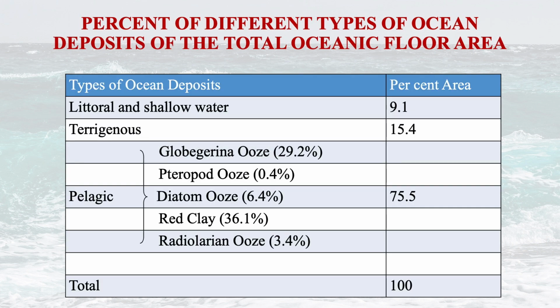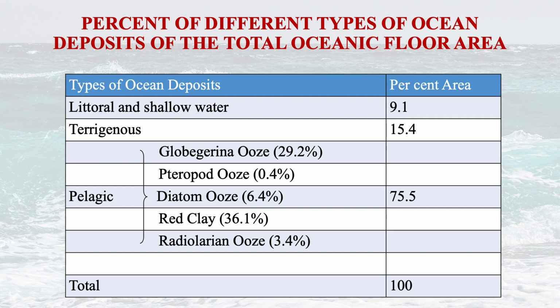Now in this table you can see different types of ocean deposits in terms of percent of the total oceanic floor area. You can see that pelagic deposits occur in about 75.5% area of the ocean, while terrigenous deposits cover only about 15.4%, and littoral and shallow water deposits are only 9.1%. So pelagic deposits are the main ocean deposits, while others are only occupying the peripheral areas and are in very small percentage.